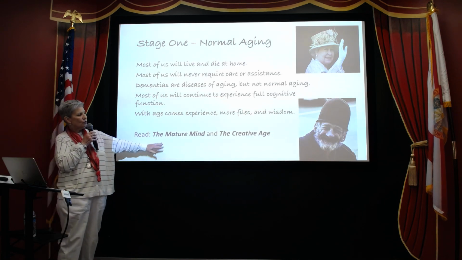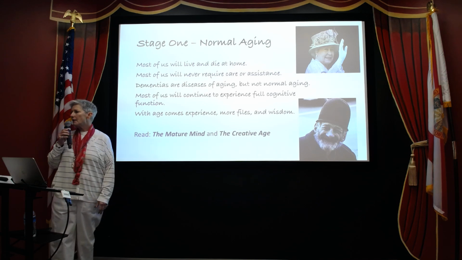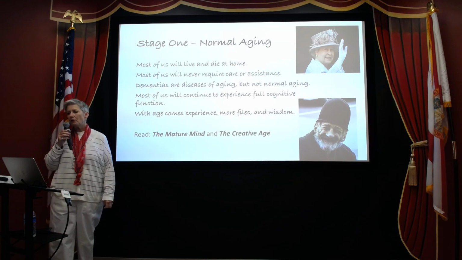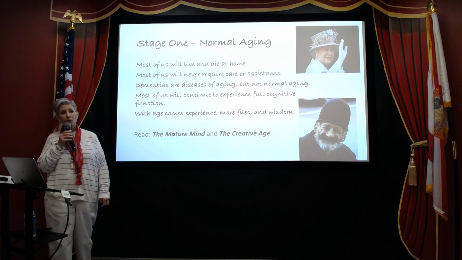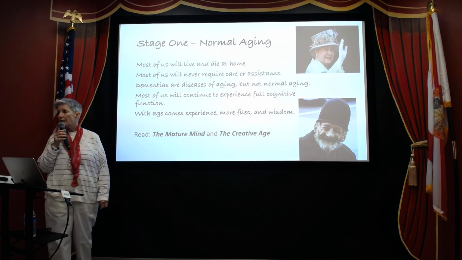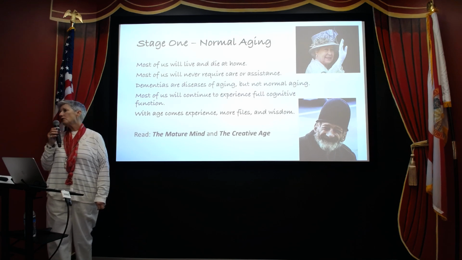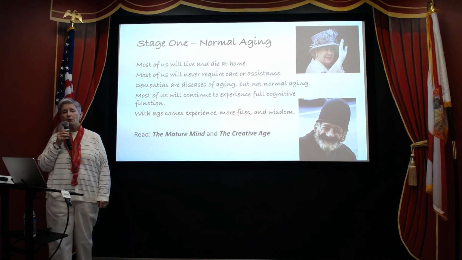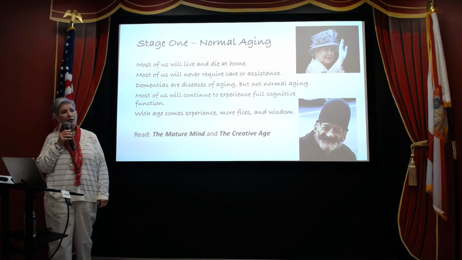I want you to get these two books, The Mature Mind and The Creative Age. They are both by Dr. Cohen. When you finish reading these books, if you're older than 20, you'll walk up and pick the first teenager you see. When you read The Creative Age, you will realize that the population of people that you dedicate yourself to and take care of didn't age normally.